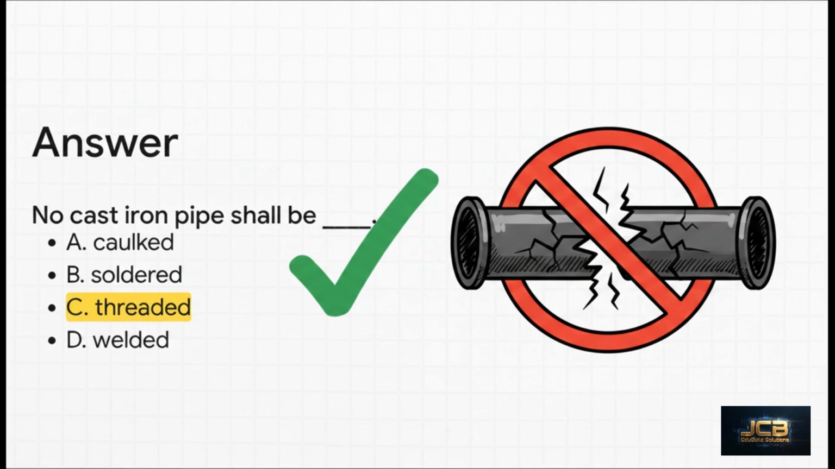And there's a very good reason for this rule. Cast iron is super strong, but it's also brittle. If you try to cut threads into it, you're just creating a weak spot where it's going to crack under stress. That's why we use other methods, like hub and spigot with lead and oakum, or no-hub couplings.